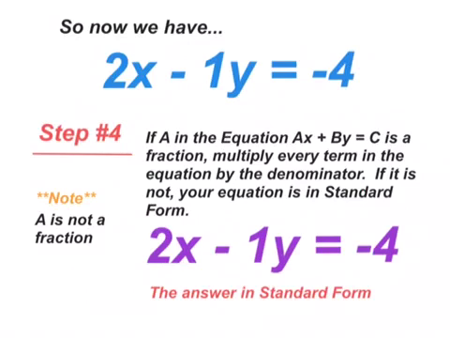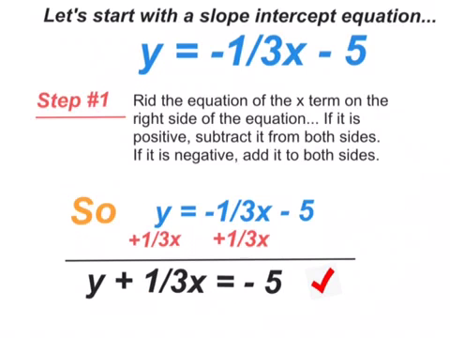Okay, so I don't want to leave you hanging. I want to give you an example of what I'm talking about now. So let's say we have an example here. My slope-intercept equation is y equals negative 1/3 x minus 5. Once again, first step, ridding the equation of the x term on the right side. Notice this time it was minus 1/3 x, so I have to add 1/3 x to both sides. And I get y plus 1/3 x is equal to negative 5.